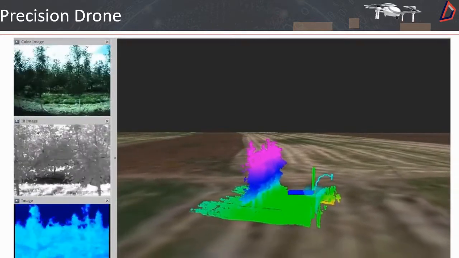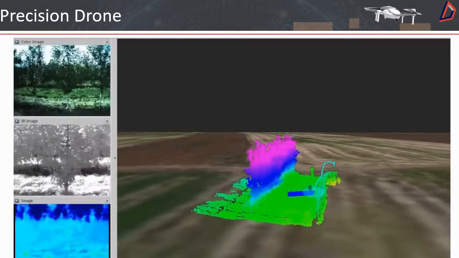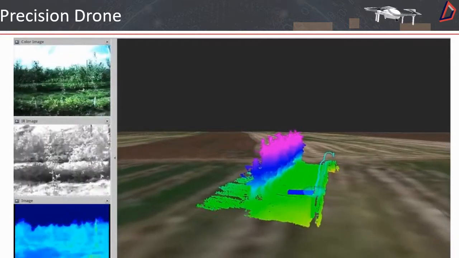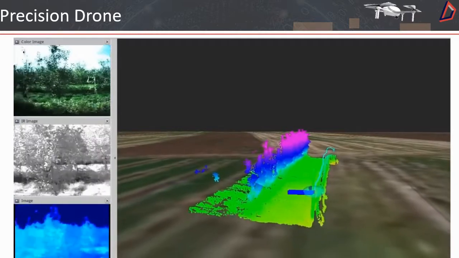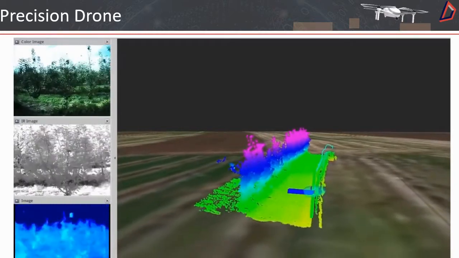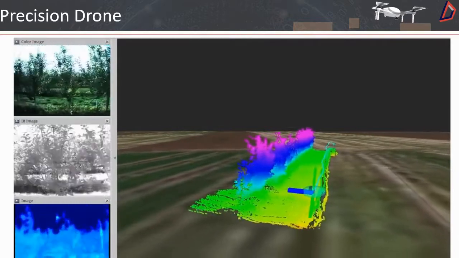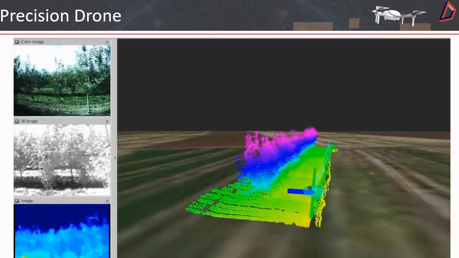They can resolve these problems with the help of 3D mapping. The 3D mapping of the cultivated ground can be done with the help of three cameras: the color image, the infrared image, and the thermal image. With the help of these three images, a 3D map is generated in the system, which is very helpful to analyze many things.